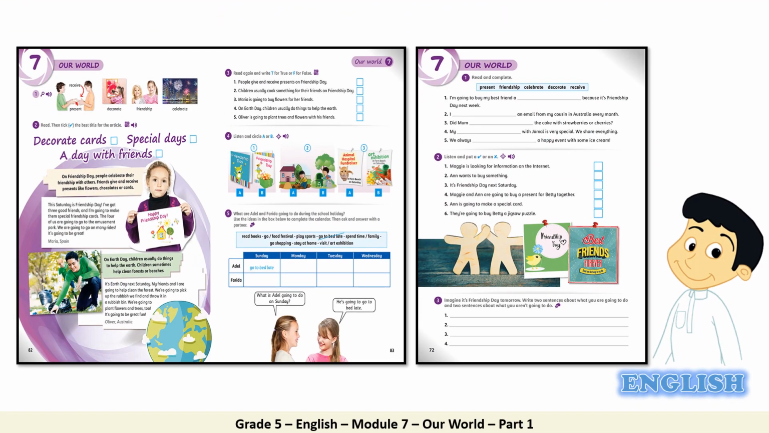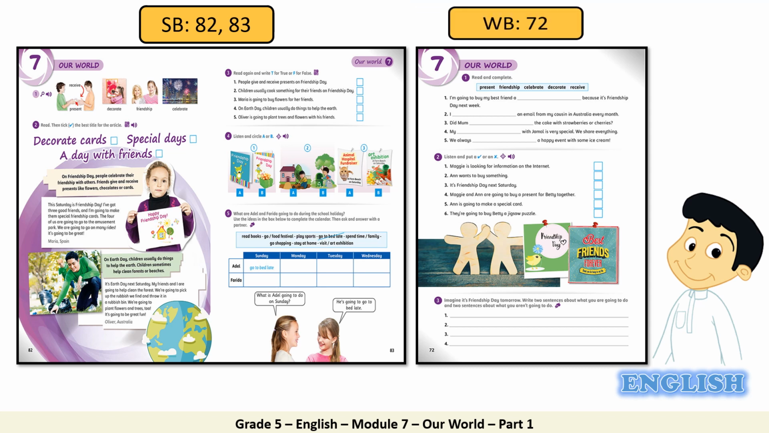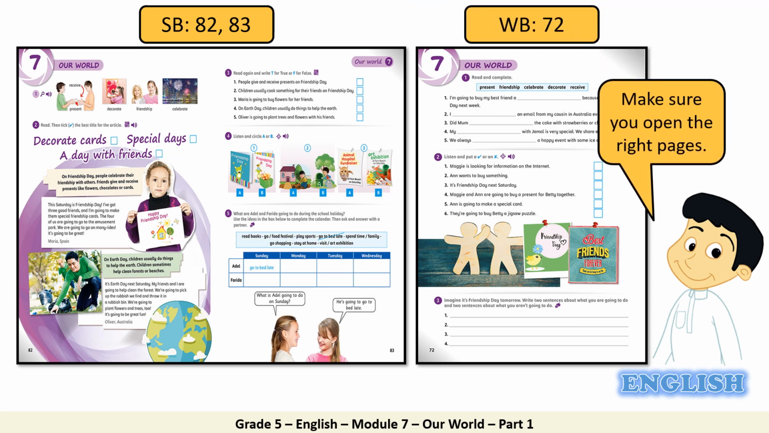For our lesson today, we will be looking at Student Book pages 82 and 83 and Workbook page 72. Make sure you open the right pages.